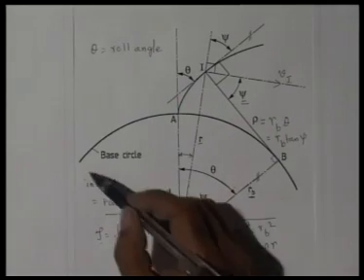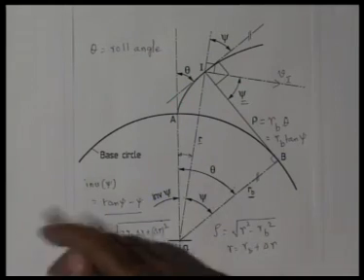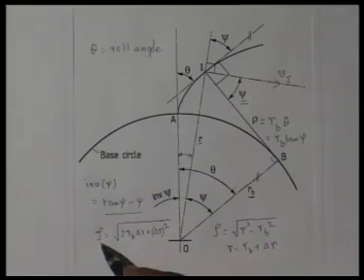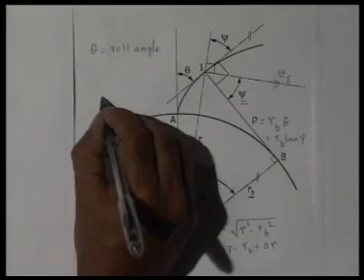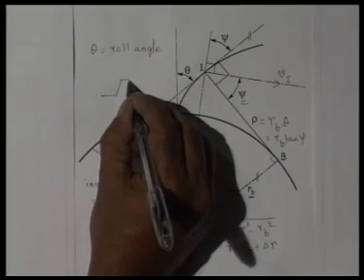When RB goes to infinity, this base circle becomes a straight line. That is, the gear is converted to a rack, and the involute profile becomes a straight line, because the radius of curvature is infinity, which tells us an involute rack tooth profile looks like a straight line.